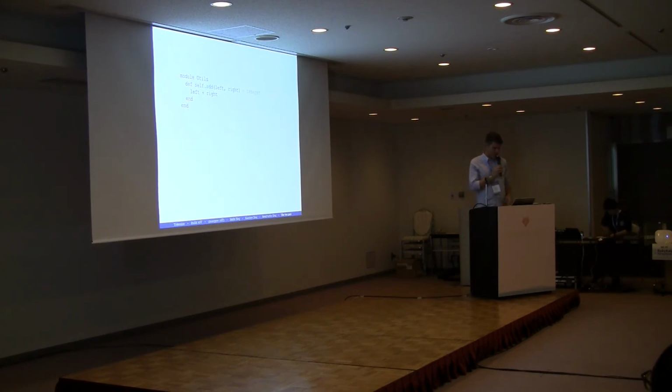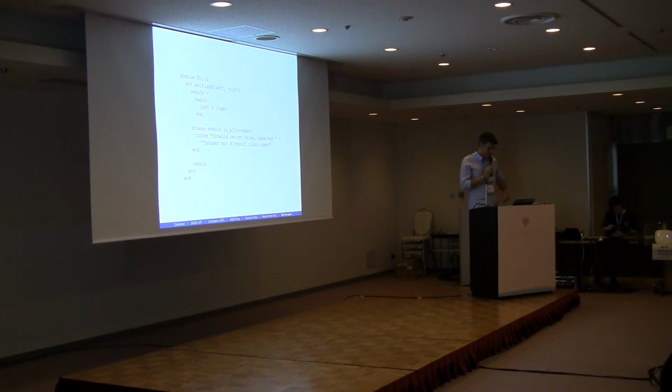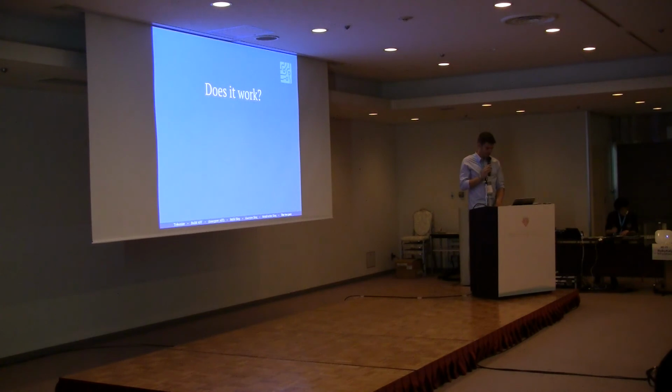Another example is typed method returns. This is my version of a method return because I didn't want to mess with def. And this actually represents this. We wrap the body in a begin end. We say, is the return value the right type? And we return it and raise an error if it's not. So this is what we're actually representing.